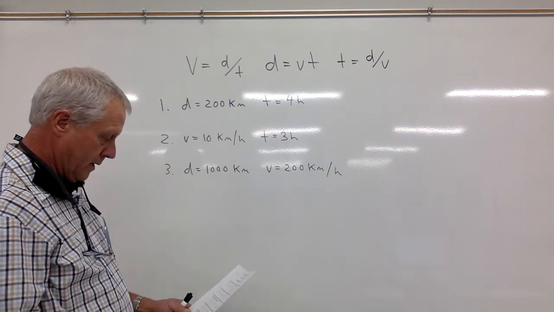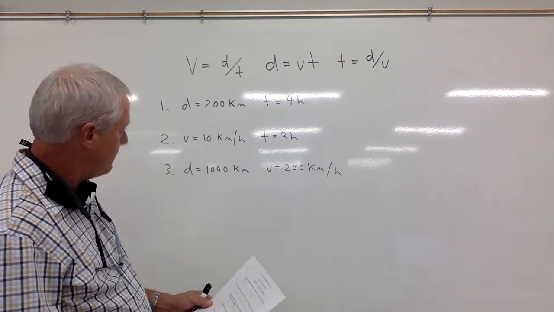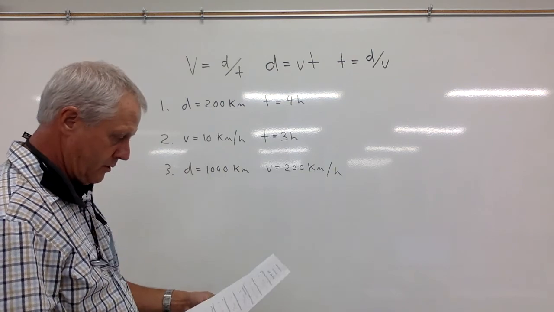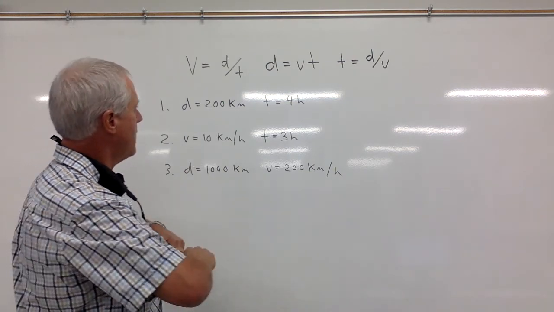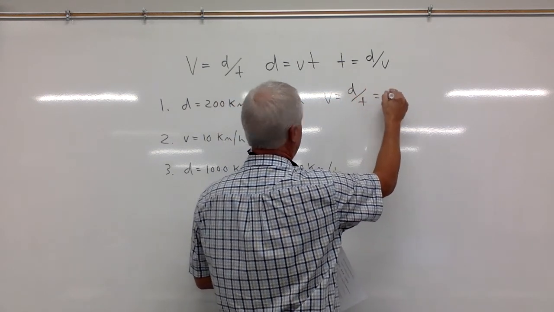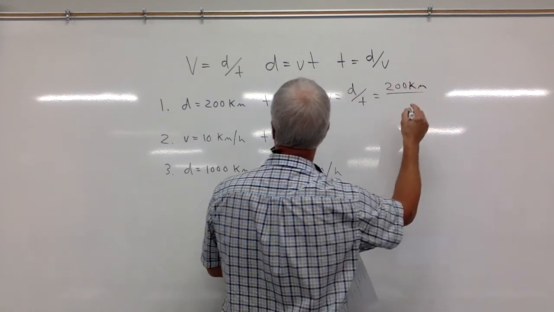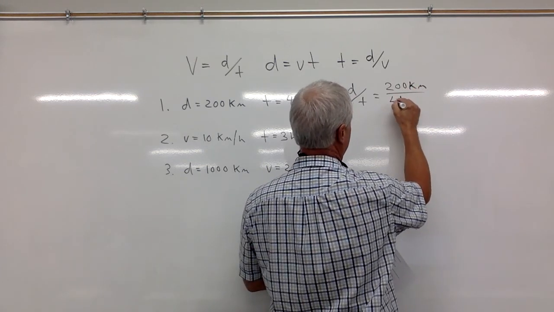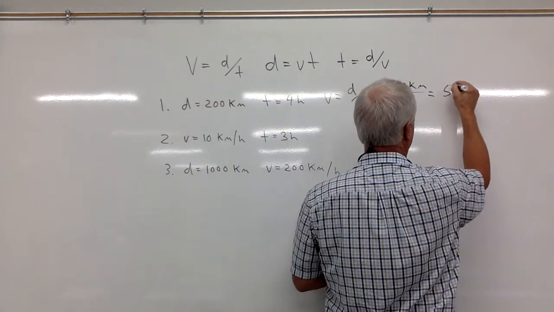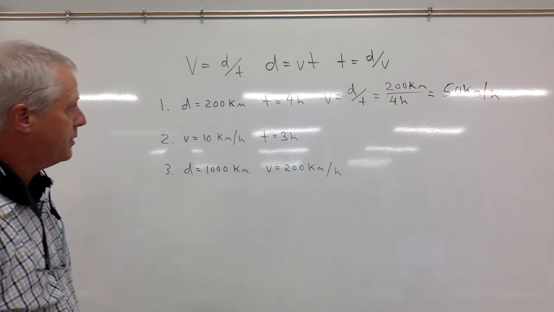In the problems that I had posted for practice, for example, the first problem, the truck had gone 200 kilometers in 4 hours. So let's do that one real quick. That's going to require the first equation, v equals d over t, and that would just be 200 kilometers divided by 4 hours, and that turns out to be 50 kilometers per hour. Okay, so that's pretty straightforward.